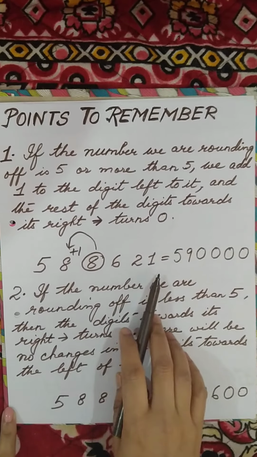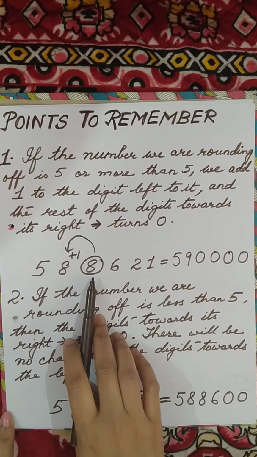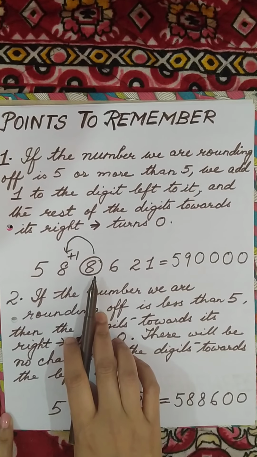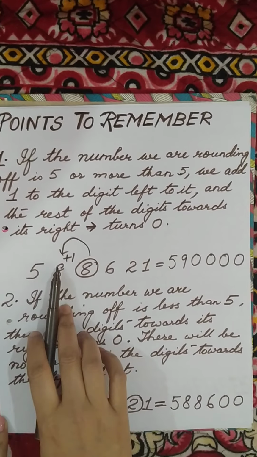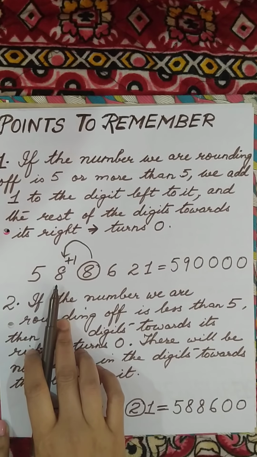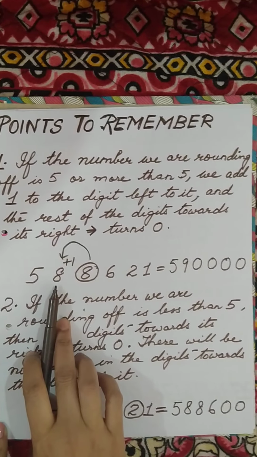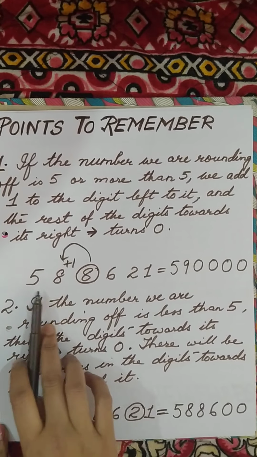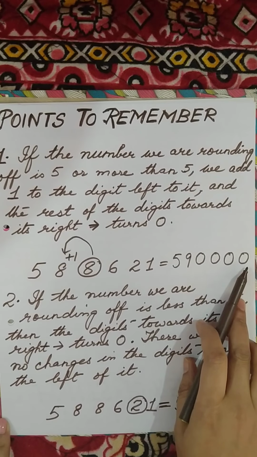Now in this number given here, the rounded off digit is 8, which is more than 5. So according to the rule, we have to add 1 to the digit left to it. Now the digit left to it is 8. So 8 plus 1, it becomes 9 now. This number can be written as 590000 after rounding off.